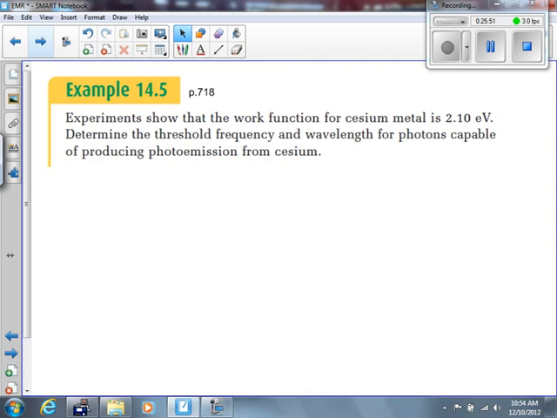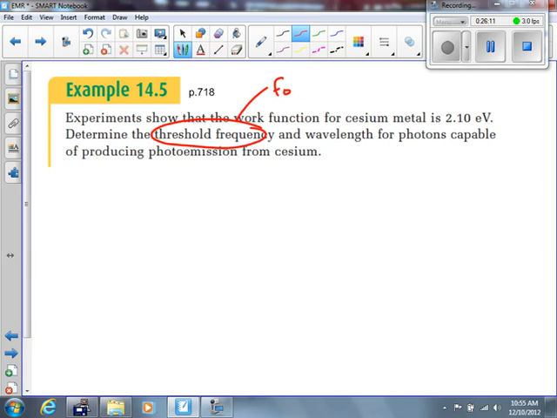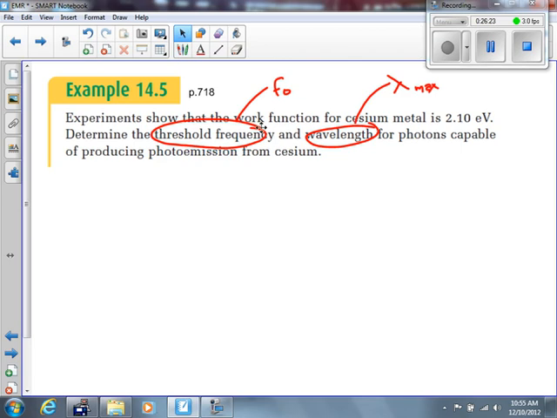It says, 14.5 on 718, experiments show that the work function for cesium metal is 2.1 electron volts. What's the threshold frequency and the threshold wavelength for photons capable of producing photoemission from cesium? When we're looking for the threshold frequency, we're really looking for the minimum frequency. When we're looking for the threshold wavelength, we're really looking for the maximum wavelength. So let's go about solving this now.